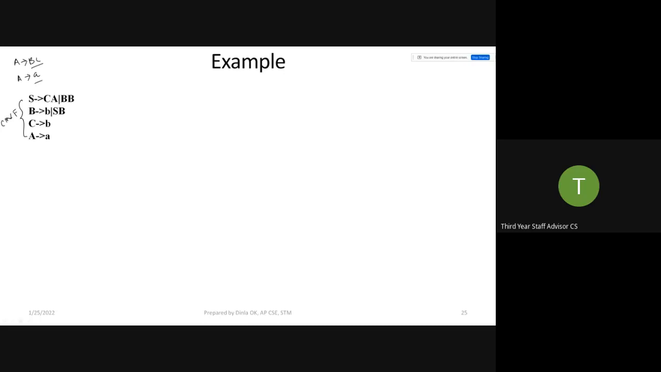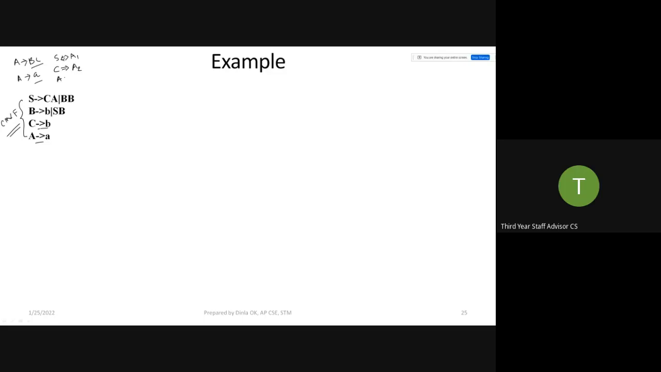Because we have the productions S implies CA, S implies BB, B implies b, or B implies SB, and here we have C implies b and A implies a. So it satisfies Chomsky normal form. Then what we have to do is rename the non-terminals in the production. So we can take S as A1. Then the next non-terminal, C, is taken as A2.